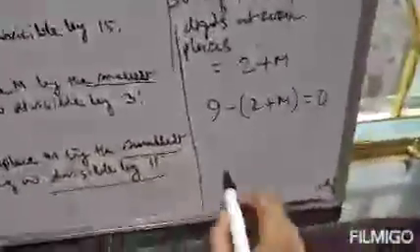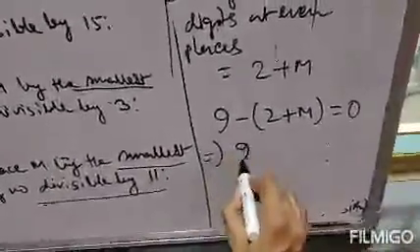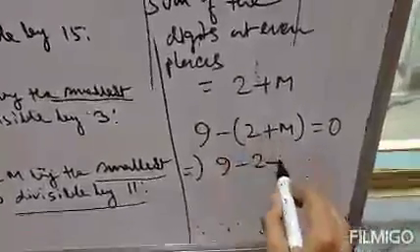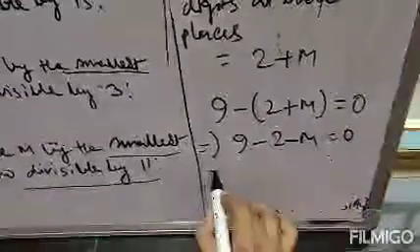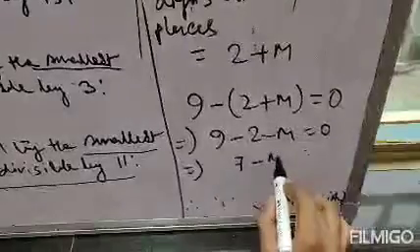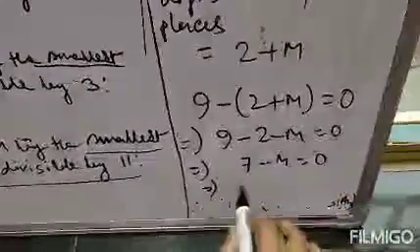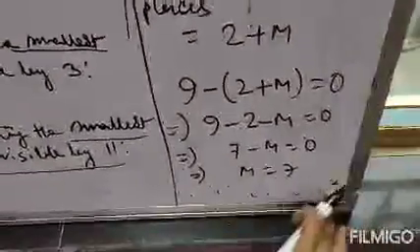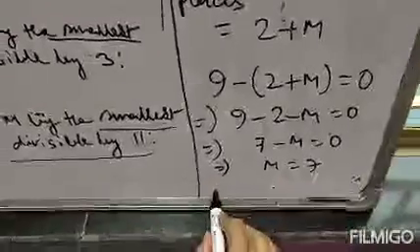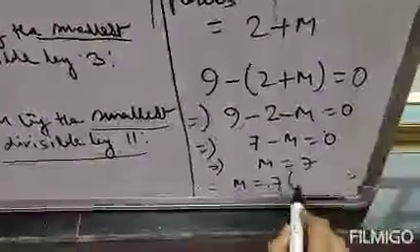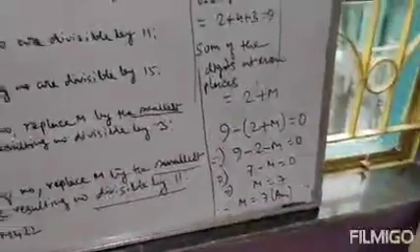Clear? So just open your bracket. Minus plus are minus, equal to 0. 9 minus 2 gives you 7, minus m equal to 0. Therefore m is 7. This is your answer. In this case we don't need to subtract 11 because m is a single digit number.